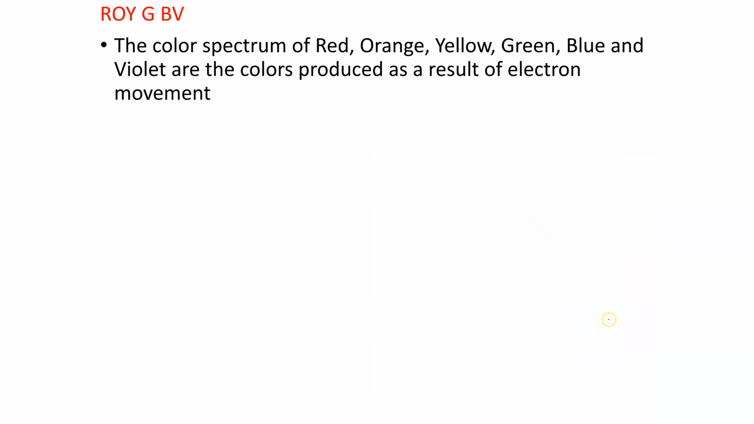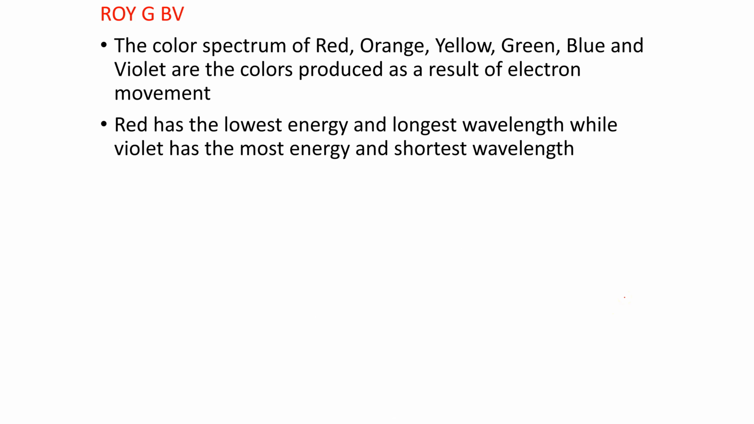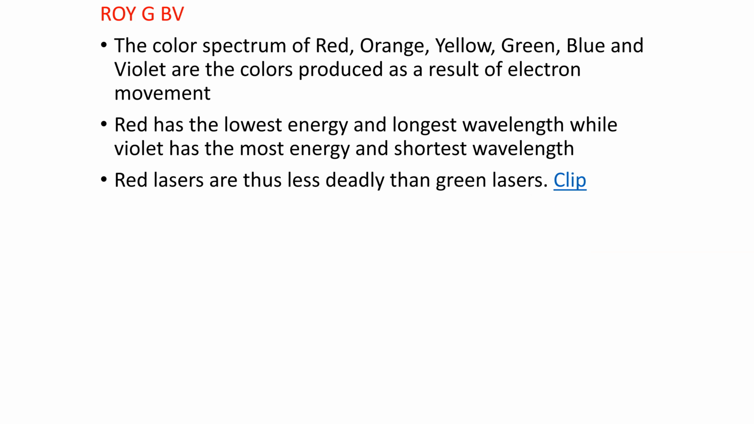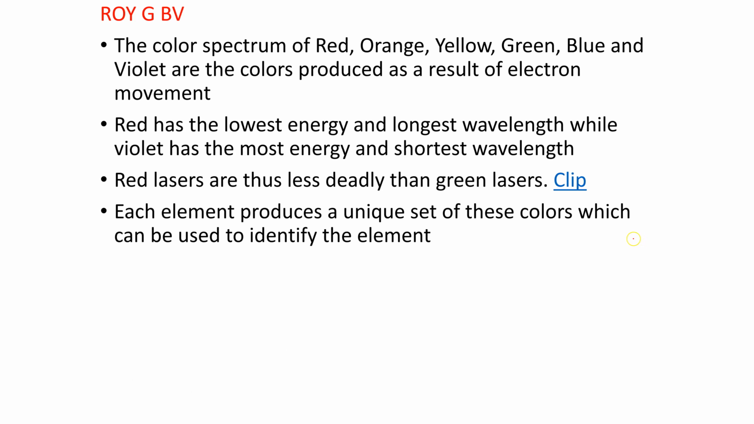So Roy G. Biv, the color spectrum red, orange, yellow, green, blue, and violet are colors produced as a result of electron movement. We talked about that. Red has the lowest energy and the longest wavelength, while violet has the most energy and the shortest wavelength. This is why red lasers are usually less deadly compared to green lasers. And the reason they're less deadly is because they're less energetic. So getting hit by a green laser is going to be much more painful than red.